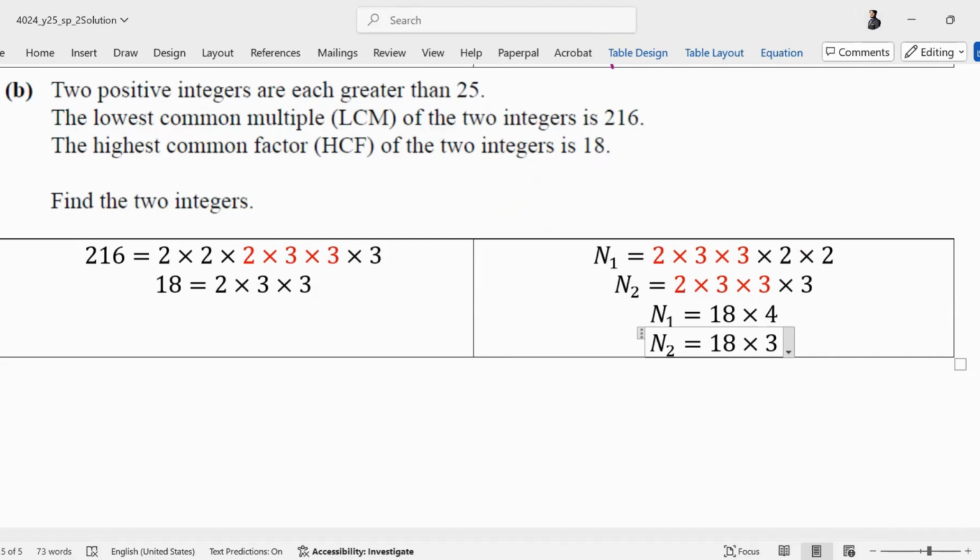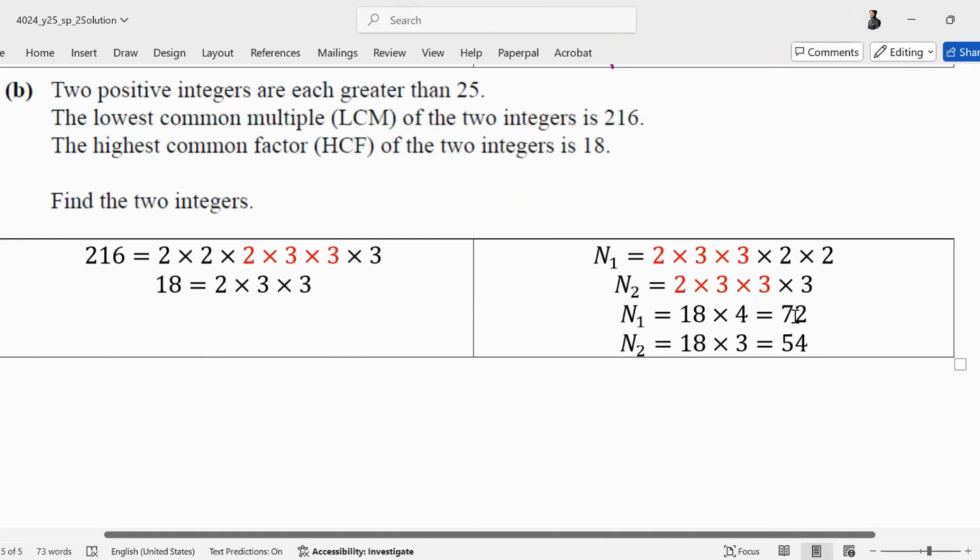So 18 threes are 54, and 18 fours are 72. So these are the two numbers, 72 and 54.